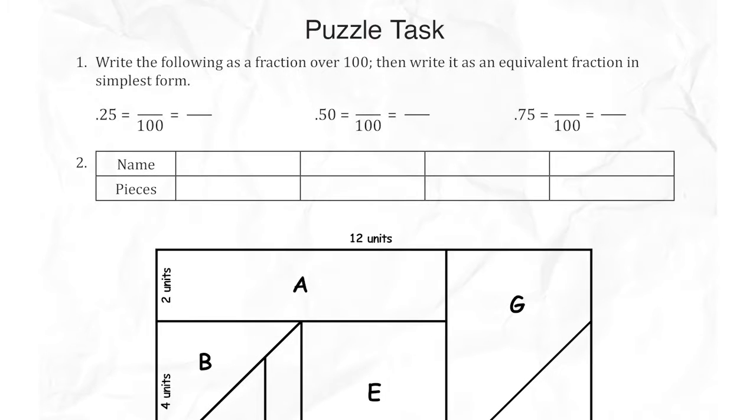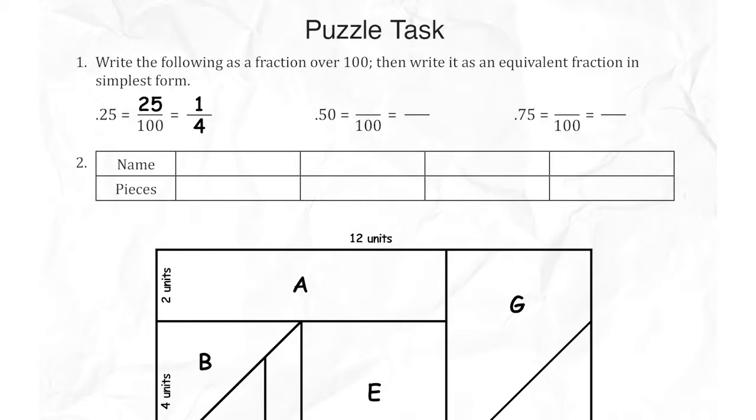To begin this task, we practice writing a decimal as a fraction in simplest form. 25 hundredths as a decimal can be written as 25 over 100 as a fraction. The simplified form of 25 hundredths is 1/4. We know this because we know that 25 cents is 1/4 of a dollar.